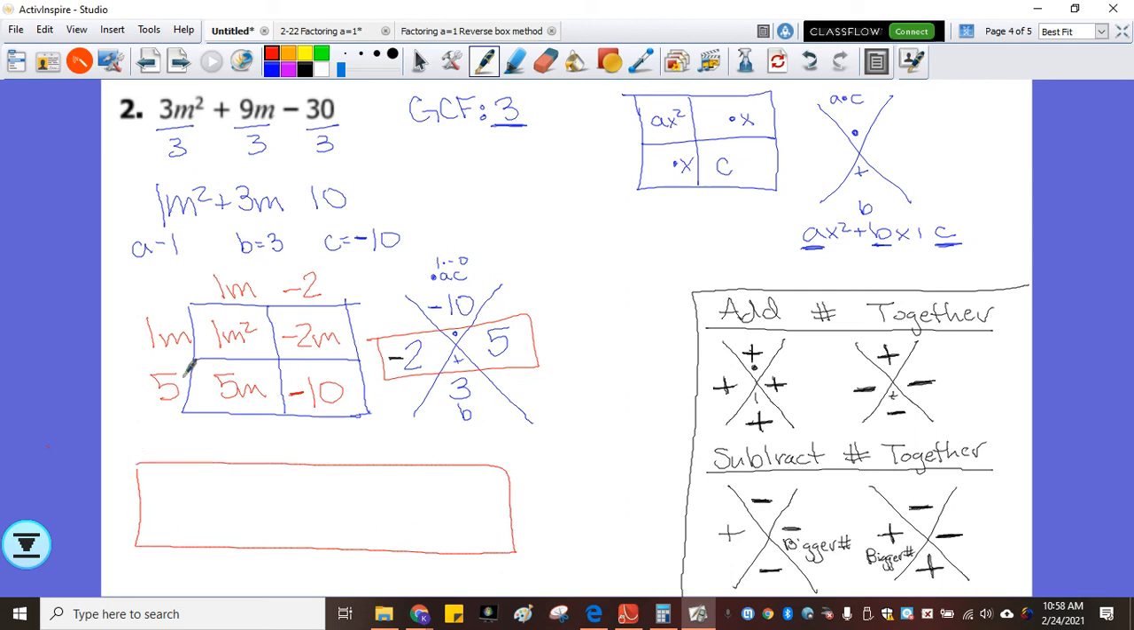So your answer after you factor is your outside. So these are my answers. But also now a 3 as well. But we'll get to that. So 1m and 5 is a positive side, so make sure you put plus. And 1m minus 2. And then we took out the greatest common factor at the very beginning, so you have to bring it back into your answer.